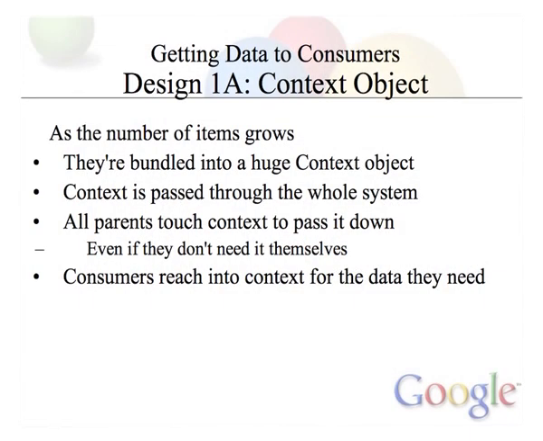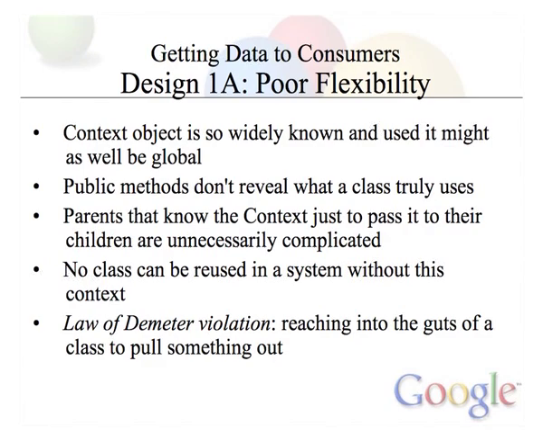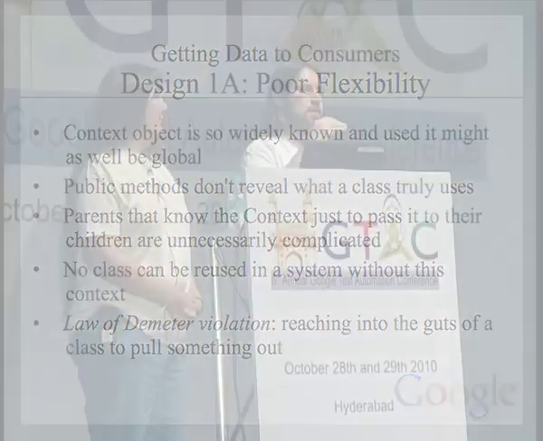There are some flexibility concerns with this design. So the context object is so widely known throughout the system that it might as well be global data. All the problems that we said we had with global data are also problems with this extremely widely known context object. We'd also like to build our system in such a way that we can look at a class, look at its constructor and public methods, and be able to understand what other parts of the system it collaborates with and what kinds of data that class makes use of. When we're passing around this large context object, we've lost some of that.